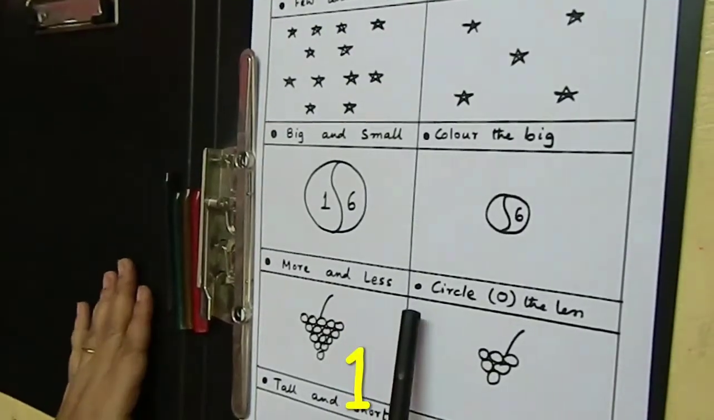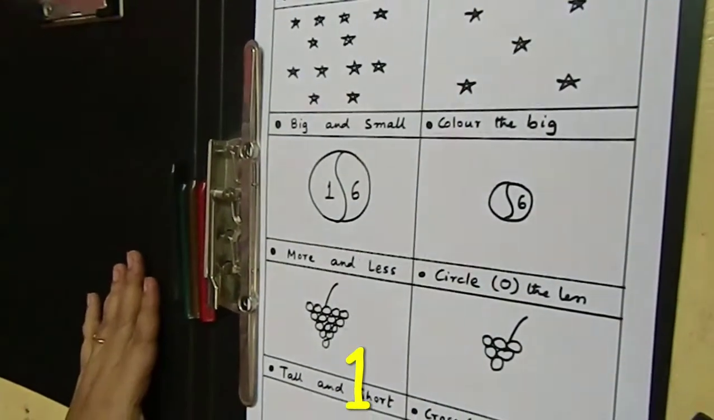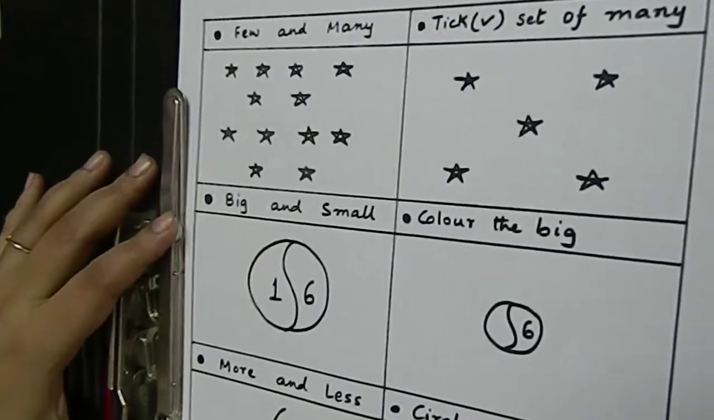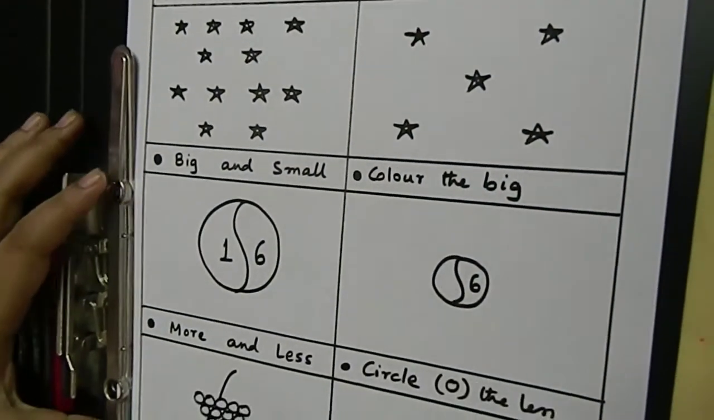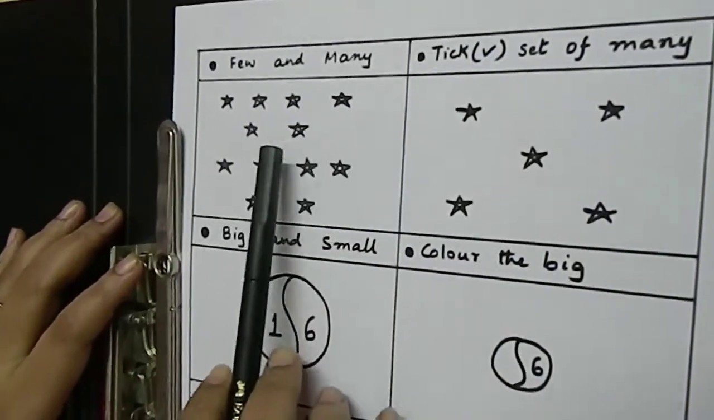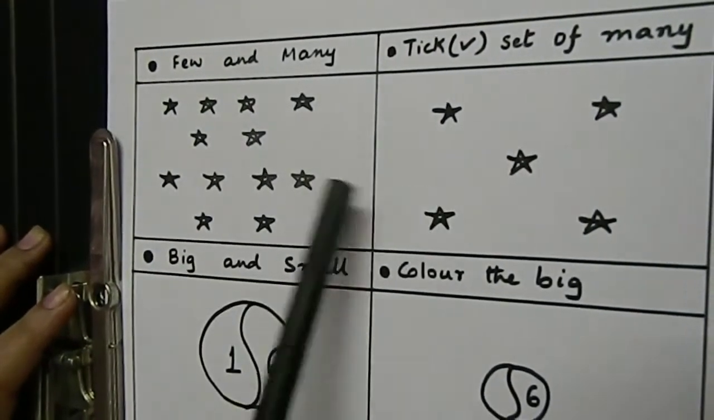This worksheet is all about pre-number concept or knowledge of a child through an interesting worksheet where he or she can compare between quality and quantity. For example, few and many. This is a quantitative comparison but a quality too.